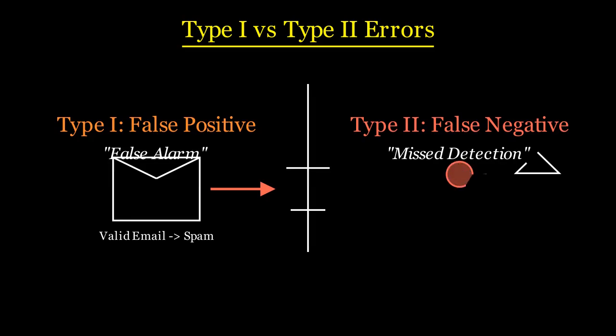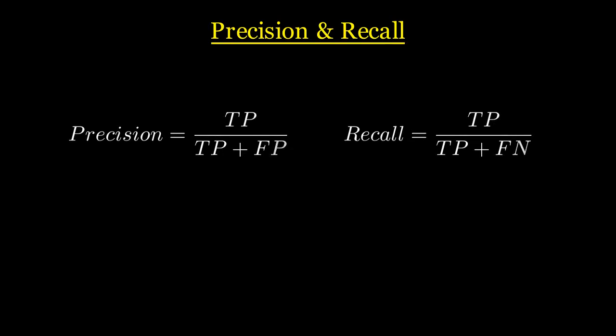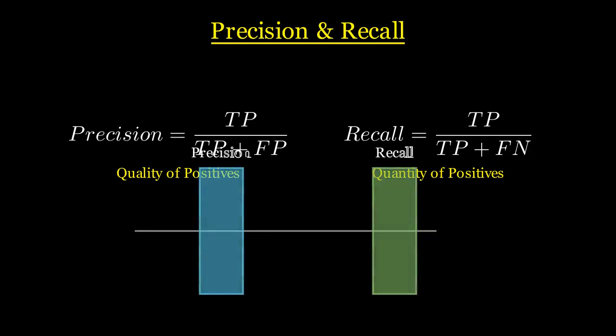This brings us to precision and recall. Precision, also called positive predictive value, asks, of all the cases we predicted as positive, how many were actually correct? It measures the quality of our positive predictions. Recall, or sensitivity, asks, of all the actual positive cases out there, how many did we manage to catch? In a criminal trial, we want high precision: don't convict innocent people. In a cancer screening, we want high recall: don't miss any tumors.